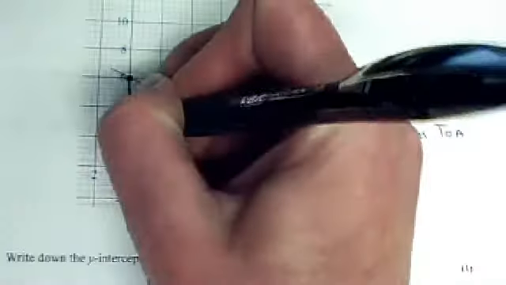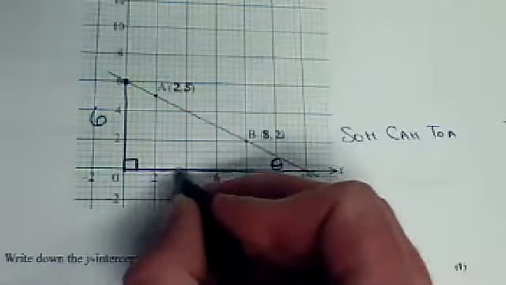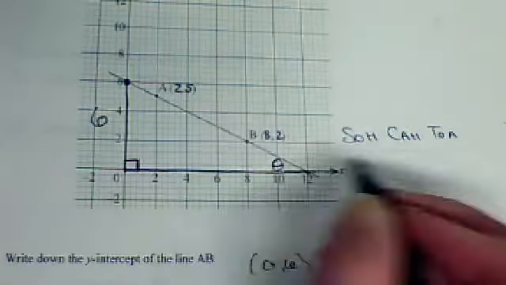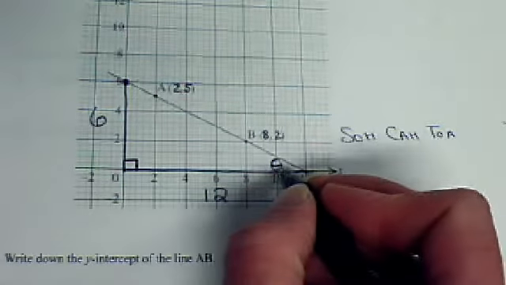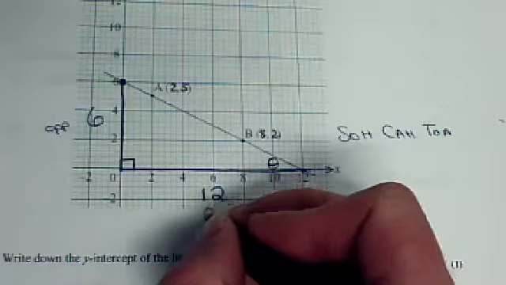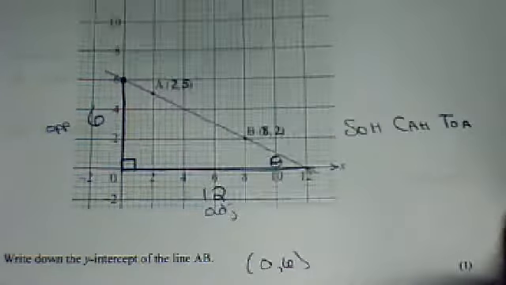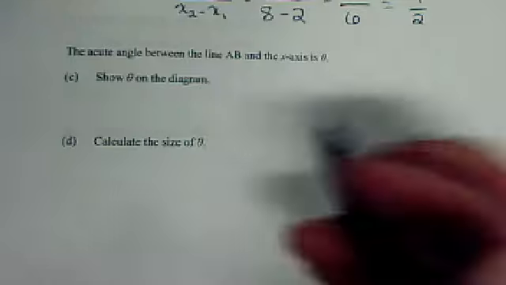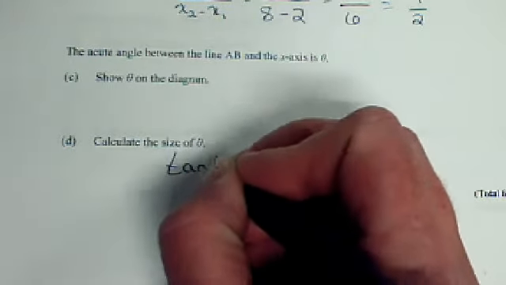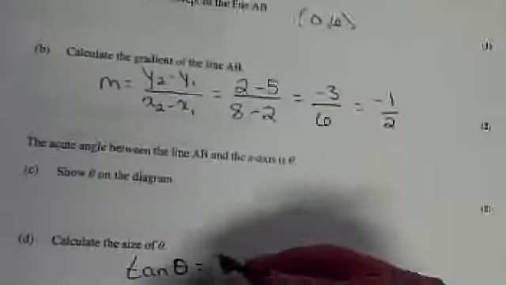Well, this side here was 6, because it went all the way up to 6. And this side over here goes to 12. So compared to that angle, this would be my opposite, and this side would be the adjacent. So opposite, that would be tangent. Tangent is the opposite over the adjacent. So the tangent of theta is opposite over adjacent, and our opposite side was 6, adjacent was 12.